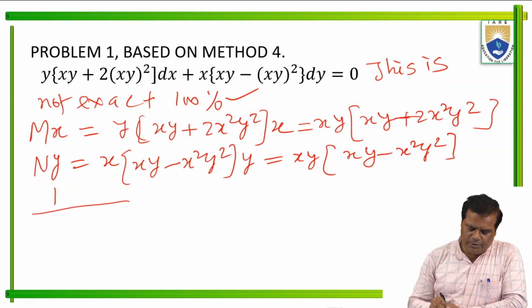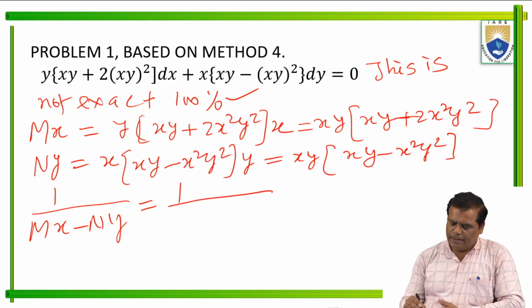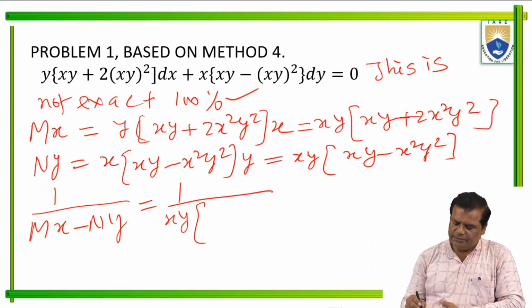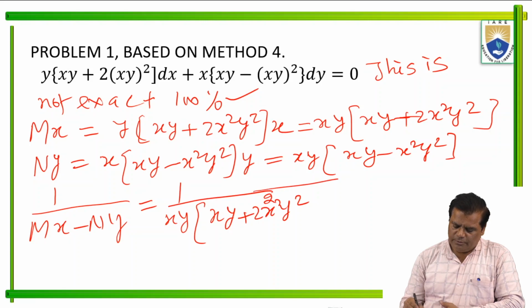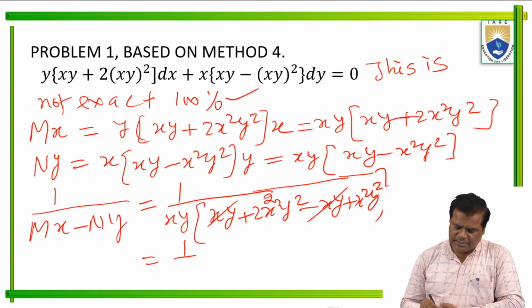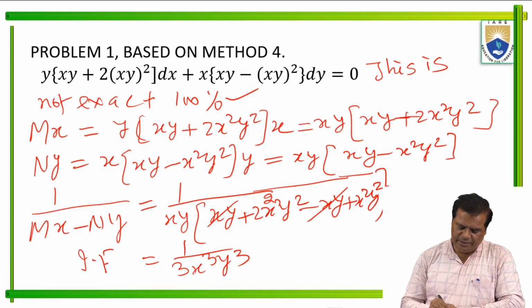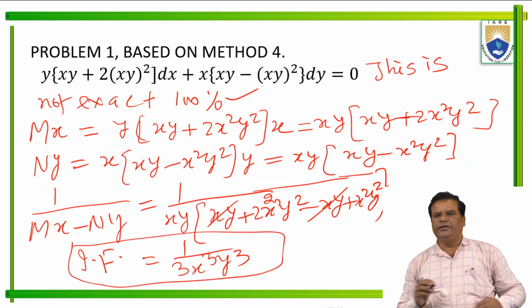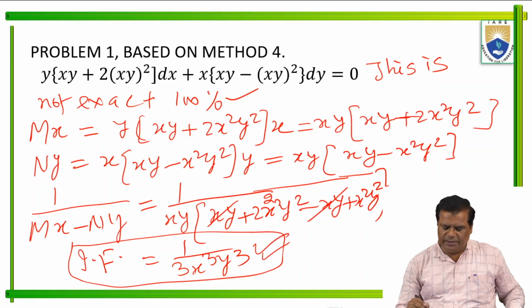So here 1 upon mx minus ny equals 1 upon, I am writing xy is common here, xy in bracket xy plus 2x square y square, minus xy minus x square y square. Okay, so xy is cancelled. 2x square y square and x square y square give 3x square y square. So 1 upon 3x cube y cube. So this is the IF, integrating factor: 1 upon 3x cube y cube. This is the integrating factor.